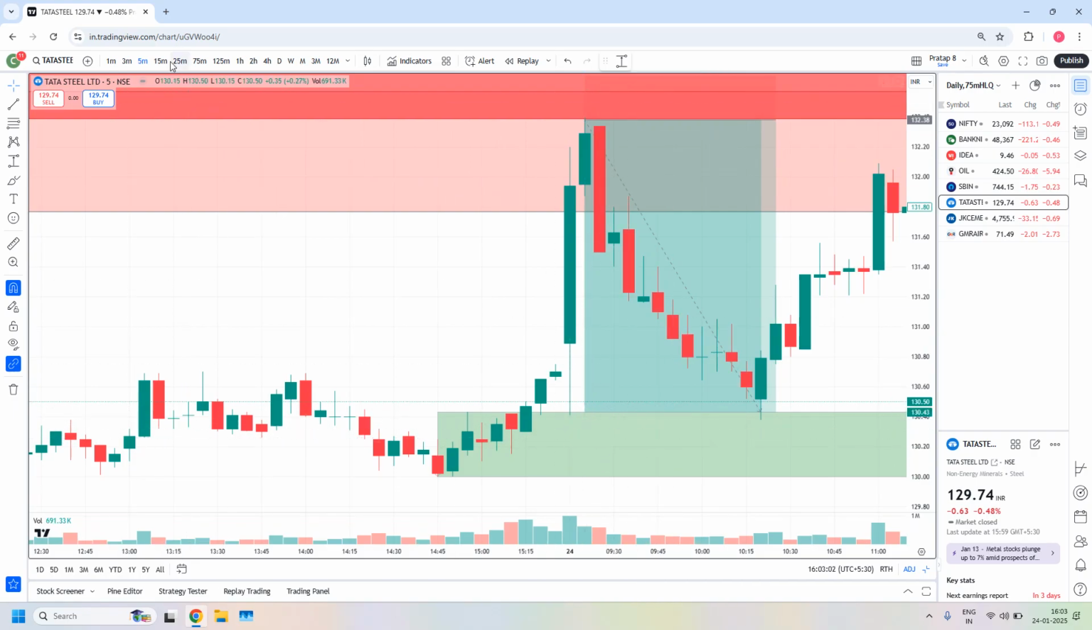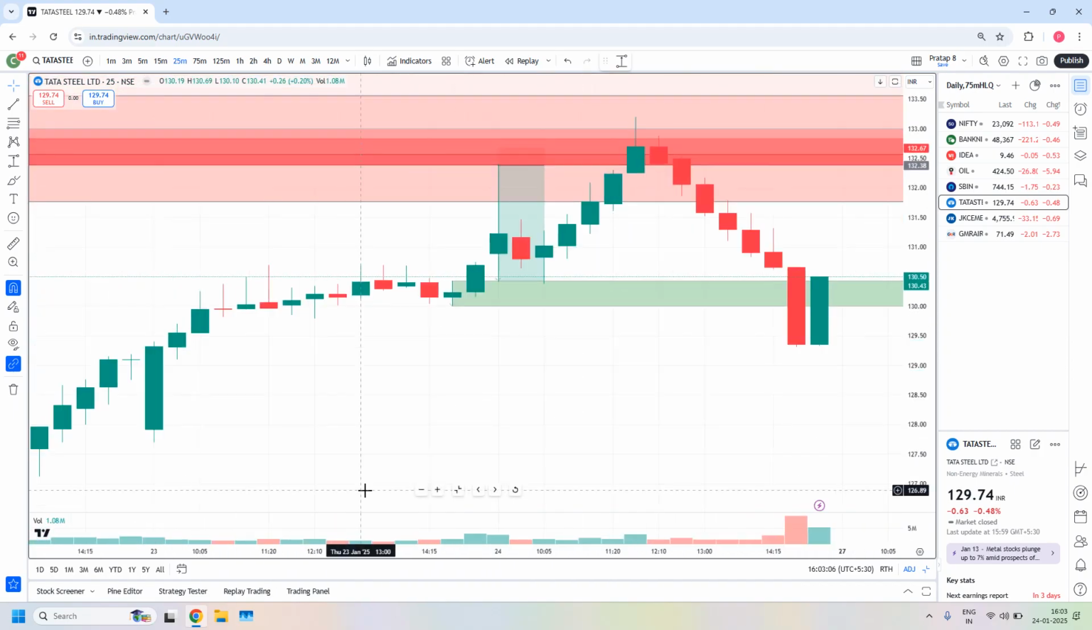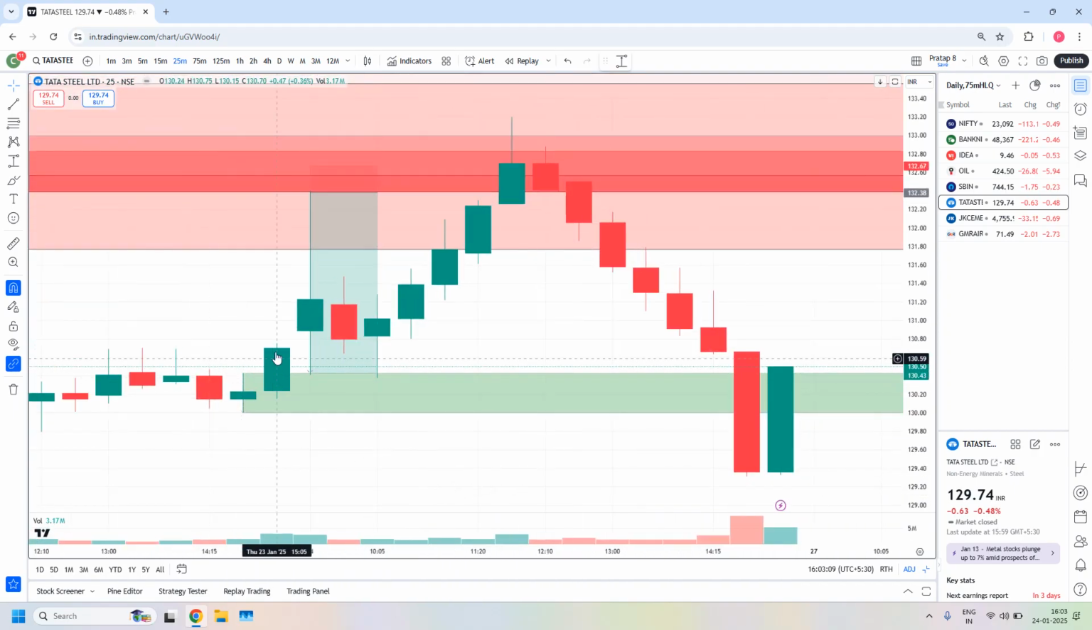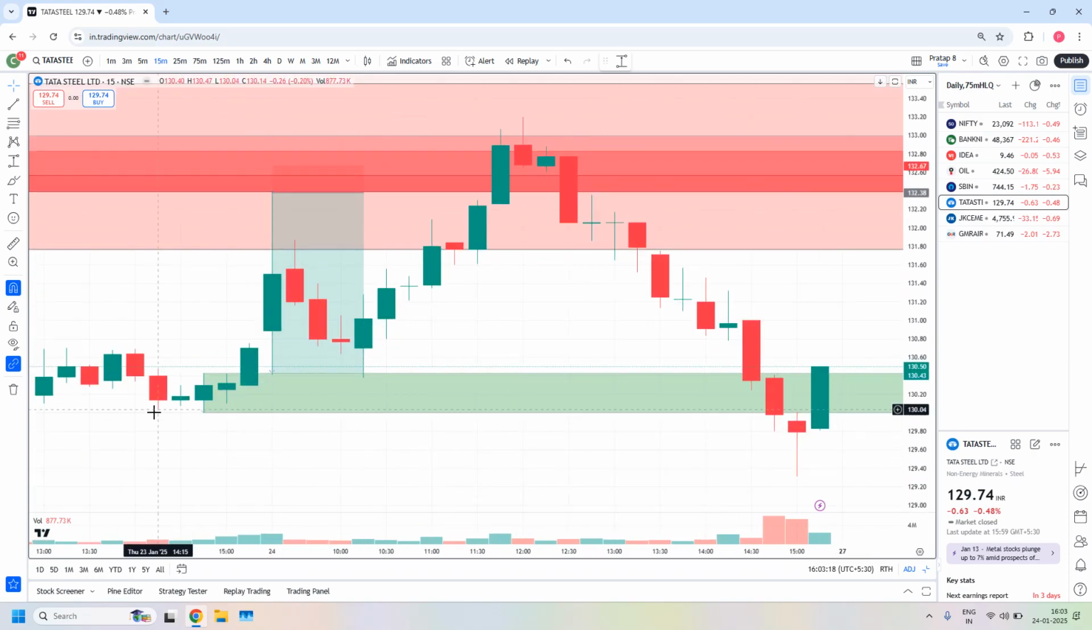15 minute target. We have a 15 minute target. Let me show you. Sorry, this is 25 minutes. Let me go to 15 minutes. Yeah. We have a drop base rally. See, price just went and touched, and then in the next candles it came down. This is the open, and it sharply came down, and in the following candles it reached the target.